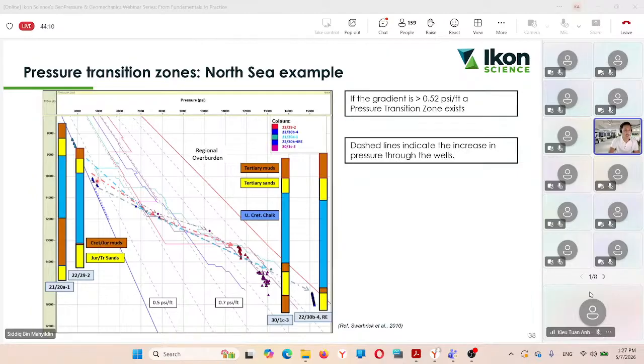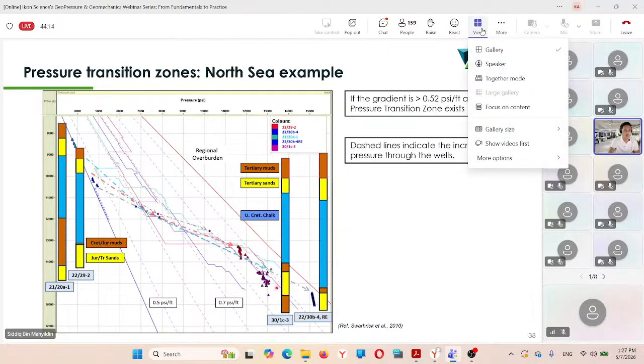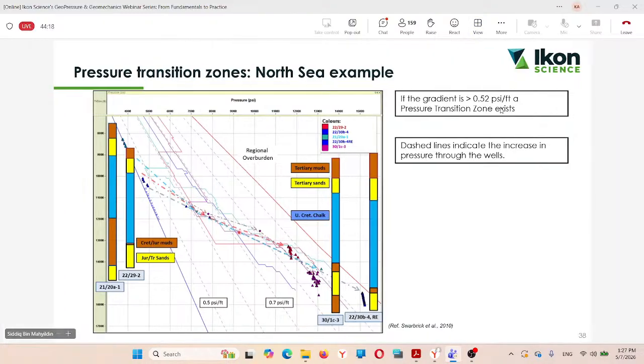So for the carbonates there, we understand that it might not follow the sand units up here and down there, but it will follow a pressure transition zone, because the low permeability makes it difficult to equilibrate between these two reservoirs. That's why you have a very high gradient for your pore pressure.